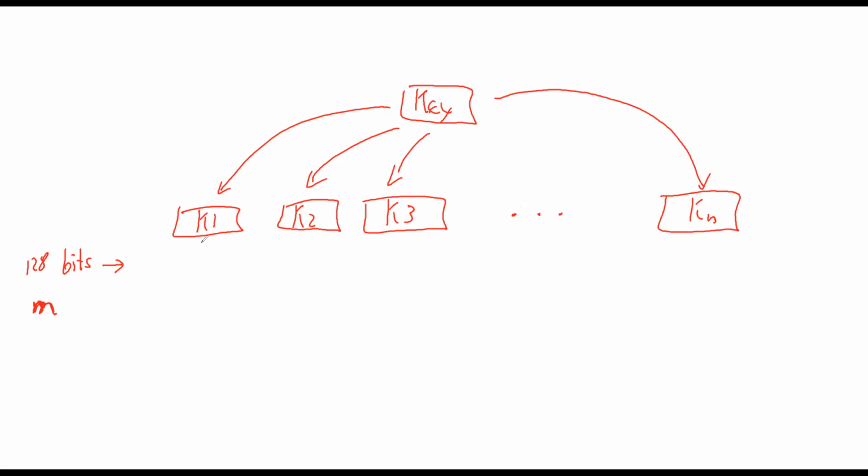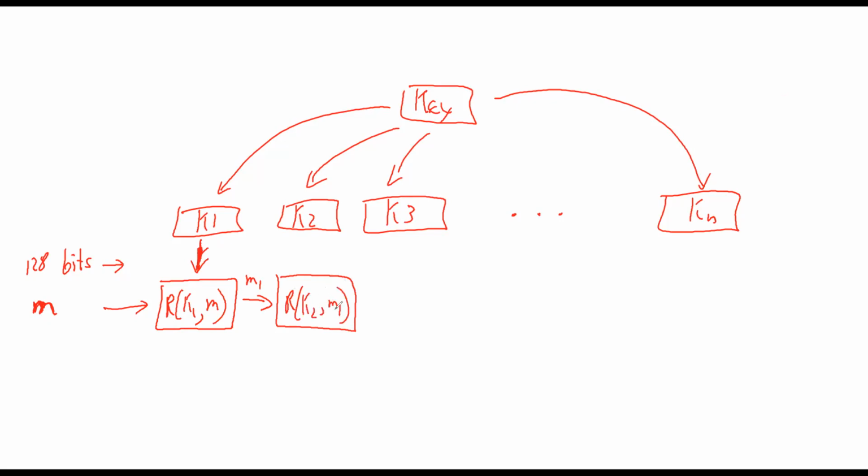And then once you have this, what do you do? You take the original message, and now you're going to apply the round function where your input is K1 and your other input is M. Do you see that? The output of this is going to be, let's call it M1, just to keep it simple. Then M1 will go into the next round, which will use K2 and M1, and that gives you M2.